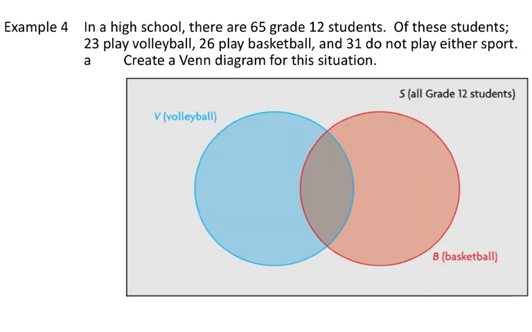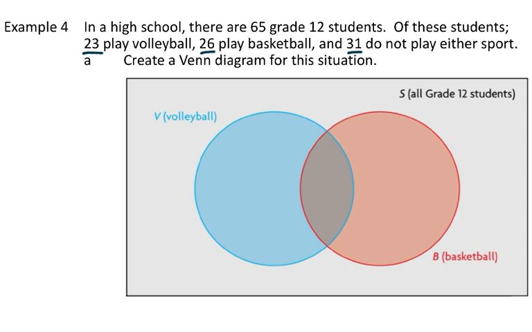Now we move into some survey data about people who potentially may play more than one sport. So we have 65 grade 12 students in this high school. 23 play volleyball, 26 play basketball, and 31 do not play either. First thing we could say is, we could look at 23 volleyball plus 26 basketball plus 31 who don't do anything. That actually adds up to 80 people. And we know we only have 65 in this school. So that tells us pretty clearly that some people play both volleyball and basketball.